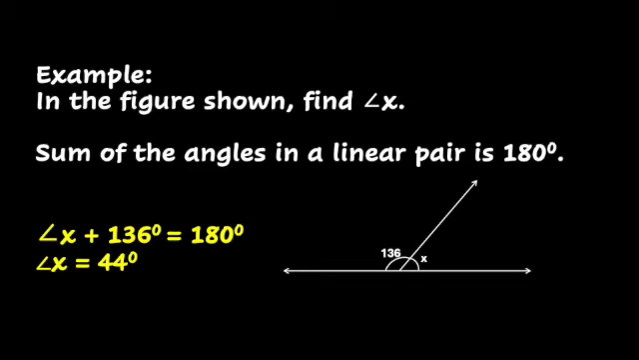In our next example, we need to find the value of X, and this problem is related to the property of angles in a linear pair. Now we know that the sum of the angles in a linear pair is 180 degrees. We'll be making use of this property to find the value of X. So we can easily write here angle X plus 136 equal to 180. So that gives us angle X to be equal to 44 degrees.